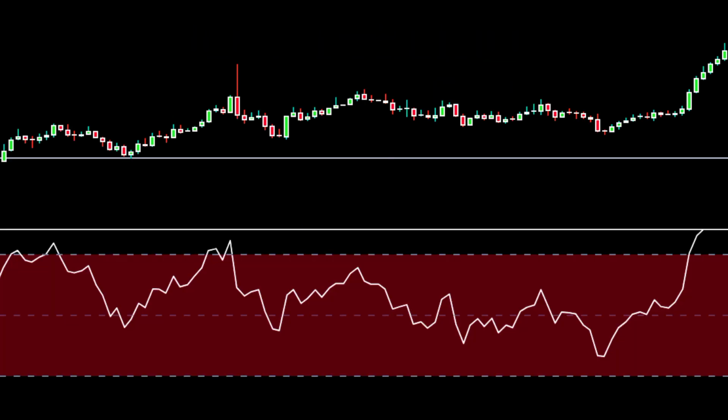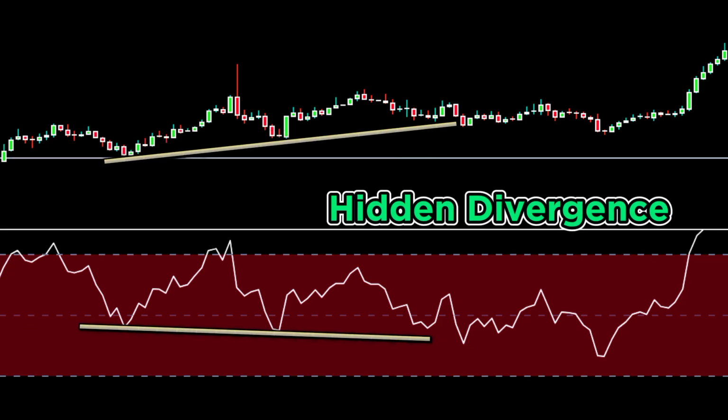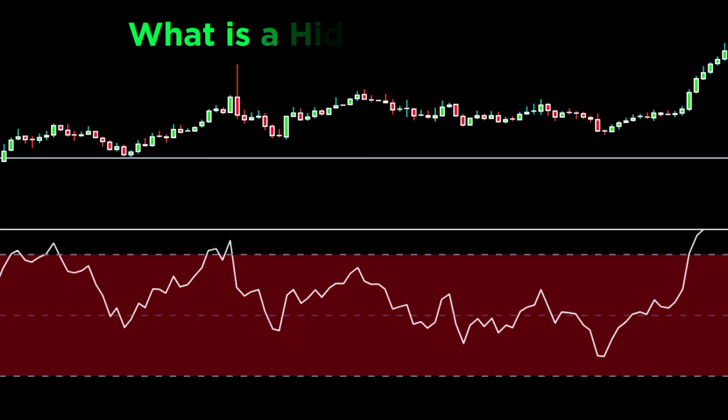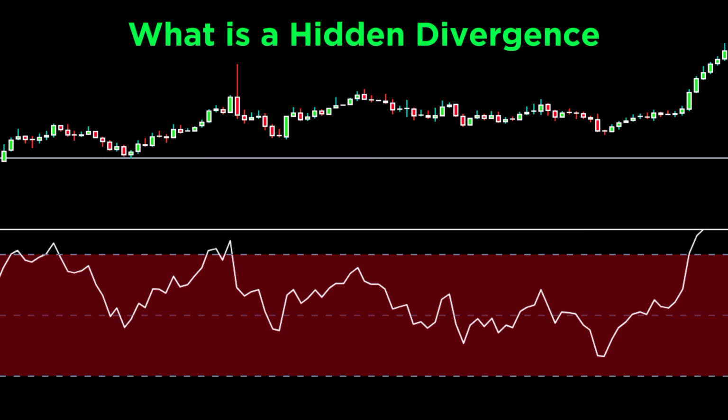Instead of using the RSI indicator the normal way many traders use it, focusing on the overbought and the oversold region, which is not really profitable, we will use it to find hidden divergence on the chart. But first, what is a hidden divergence? Let me give you a quick explanation of what a hidden divergence means with the RSI indicator.